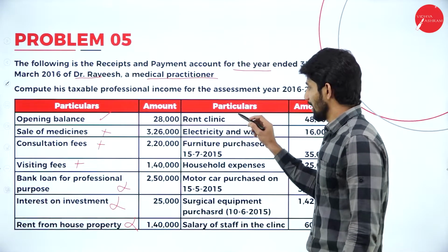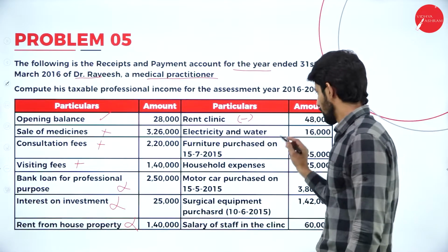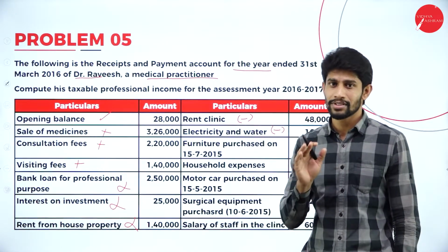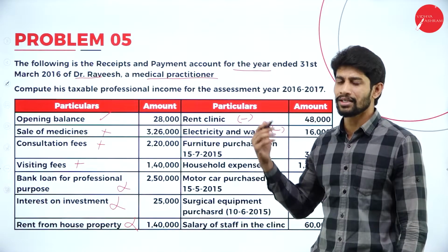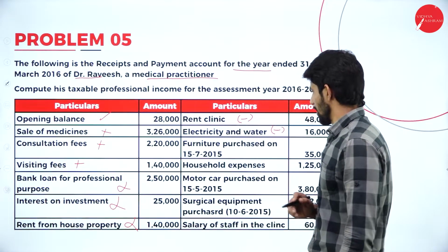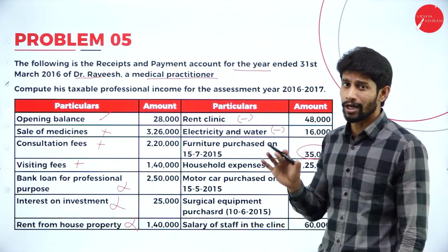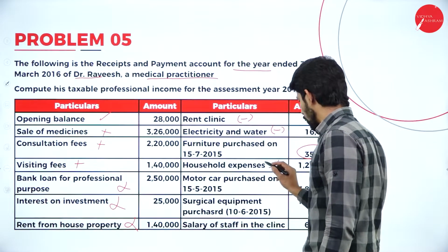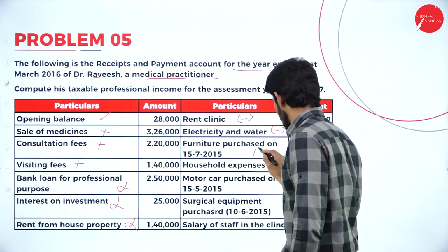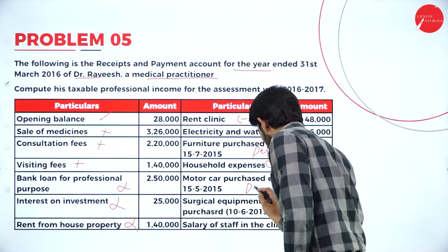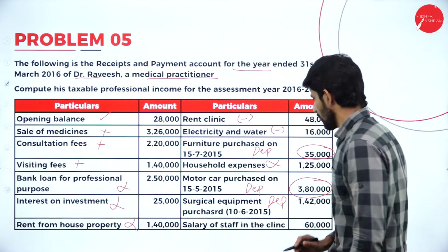Now the expenditure side. Rent, that is clinic rent, yes, professional expenditure. Electricity and water bill, yes, professional expenditure, because they are not mentioned as personal. They are just mentioned as electricity and water bill, so just assume that it is used for professional purpose. Furniture purchased, 35,000. On purchase we can give depreciation, not consider the full amount as expenditure. Next, household expenses, not a professional expenditure. Motor car purchase 3,80,000. Yes, depreciation we will give. On furniture give depreciation, and on motor car give depreciation. Surgical equipments purchased, again depreciation. We will be giving depreciation.